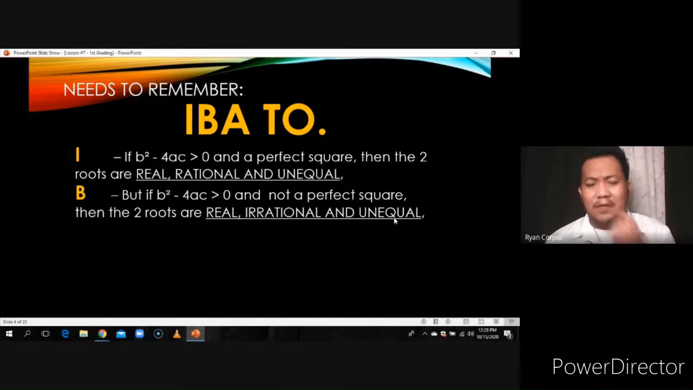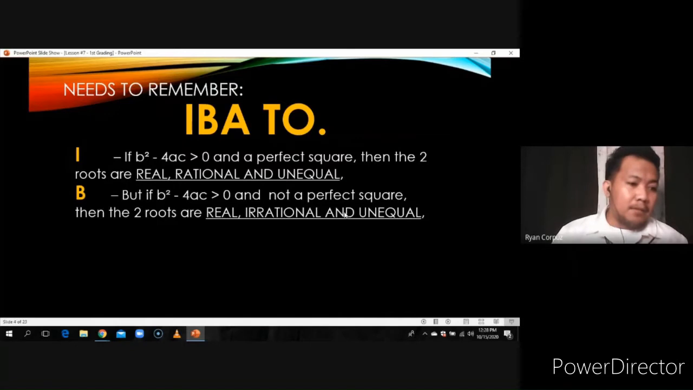So what does it mean if it's real, irrational, and unequal? The solutions when you solve a given quadratic equation are two unequal roots which are irrational. When we say irrational, it's not exact. So the solutions still include a radical sign, for example, positive, negative square root of 5. So those are solutions. That means we come up with that kind of solution when your discriminant is a positive number and not a perfect square.